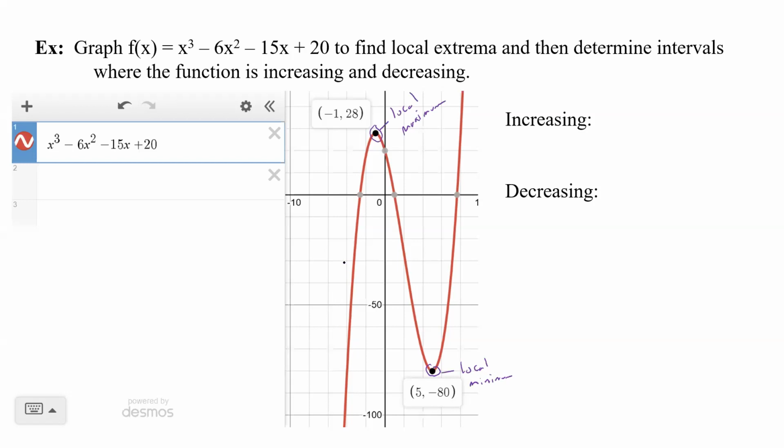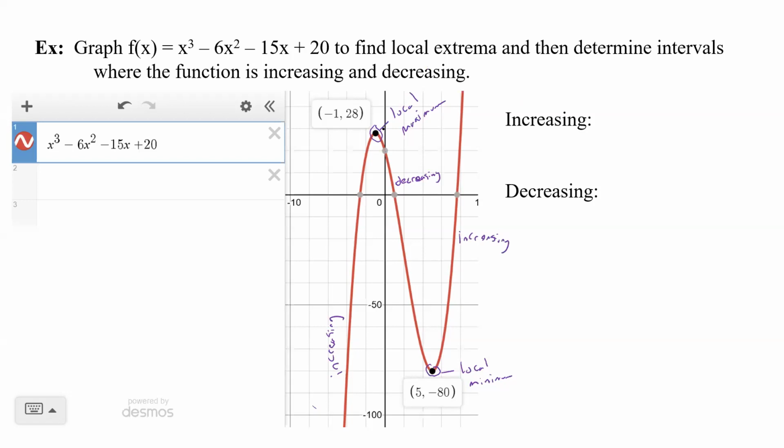So that's increasing there. And then after that, it's going to be decreasing. We'll just say decreasing like this. And then after you hit that local minimum, it goes back up again. And so it's increasing once again, okay?